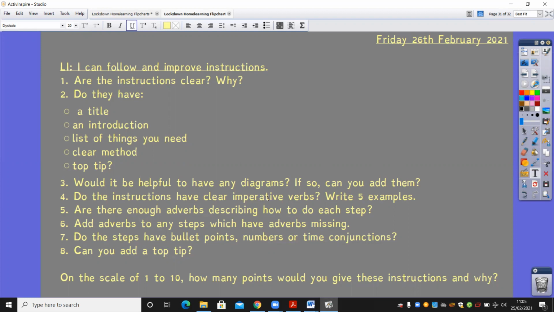Do the instructions have clear imperative verbs? Can you find five examples? Are there enough adverbs describing how to do each step? If there are any adverbs missing, can you add the adverbs to any steps which have adverbs missing? Do the steps have bullet points, numbers, or time conjunctions? Can you add a top tip? And finally, on a scale of 1 to 10, how many points would you give these instructions and why?